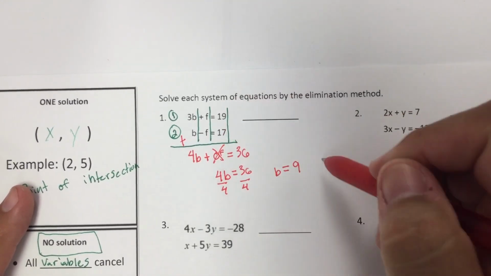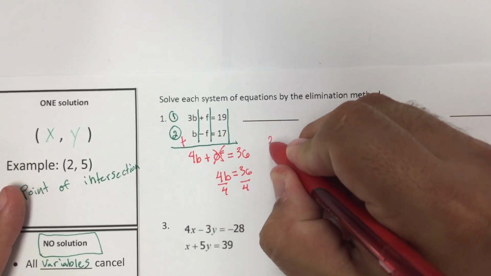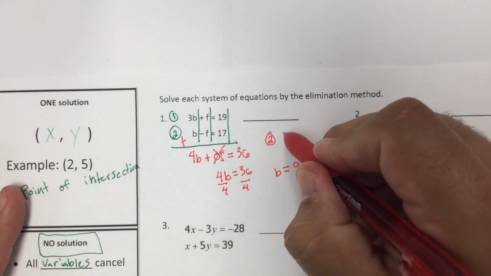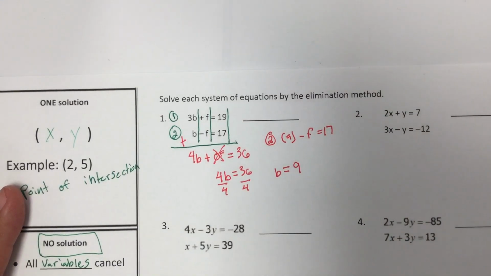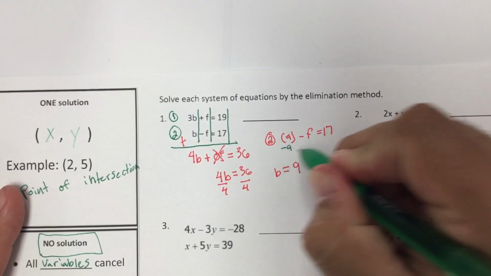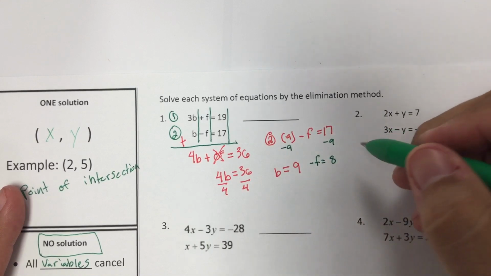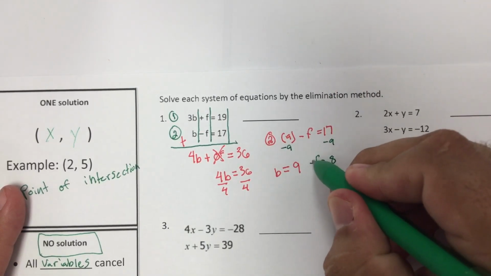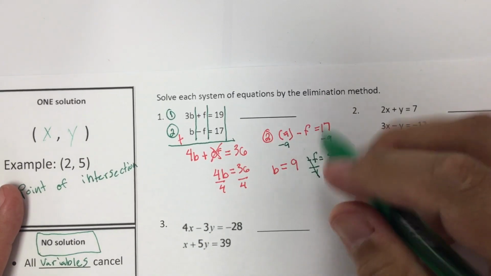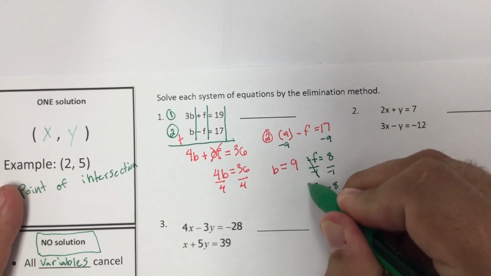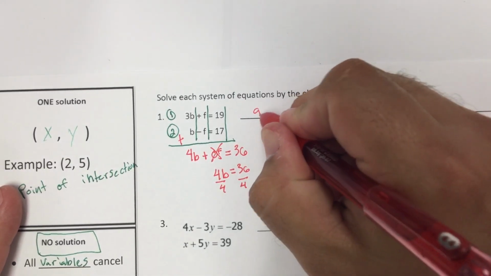Now, the next thing for you to do is to plug this piece in to find your other variable. In this case, I'm going to use equation 2 because that's real simple. B is right there. So I'm just going to replace b with 9, minus f equals 17. Right? So I'm going to solve for f by itself, subtract 9 from both sides. I get negative f equals 8. Right, 17 minus 9 is 8. Then, because this is still negative f, I'm going to divide by negative 1 on both sides, so I can get a positive f. Negative divided by negative is positive. f equals negative 8. So, therefore, in this case, my solution should be 9 comma negative 8.